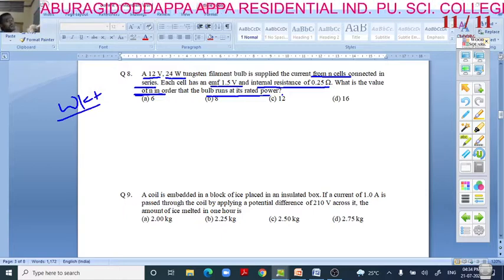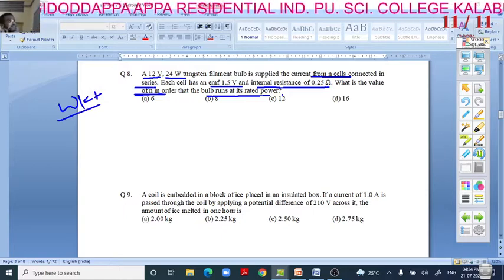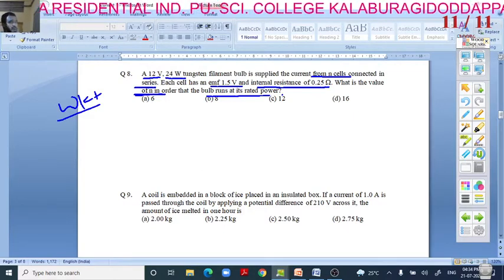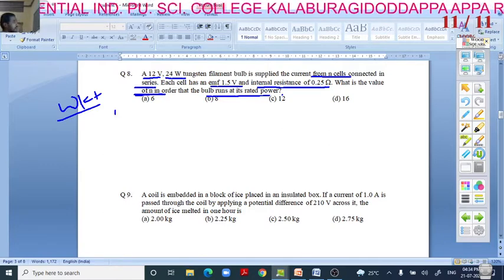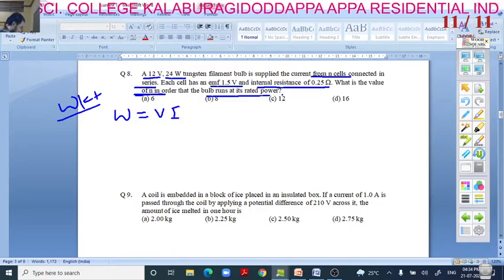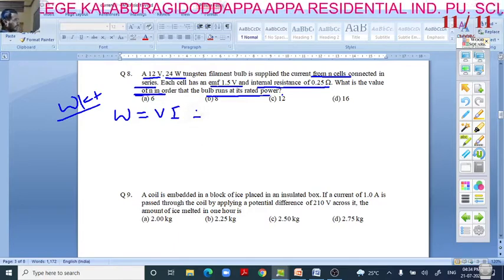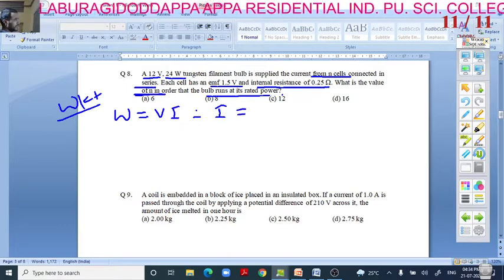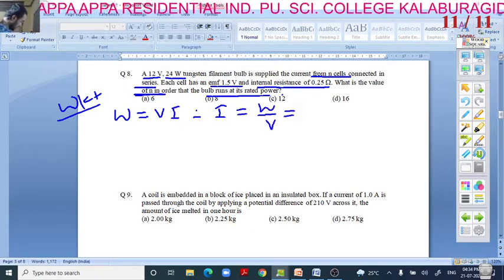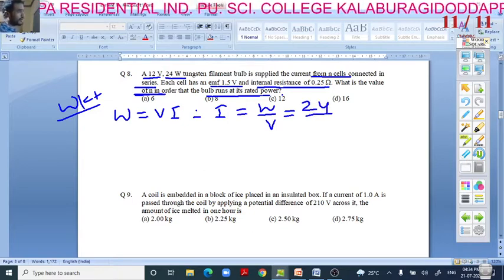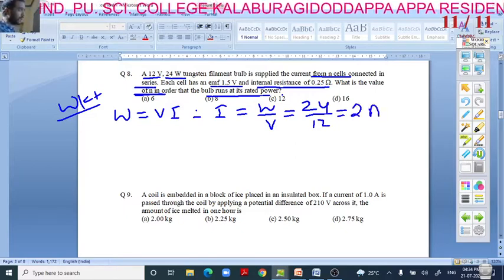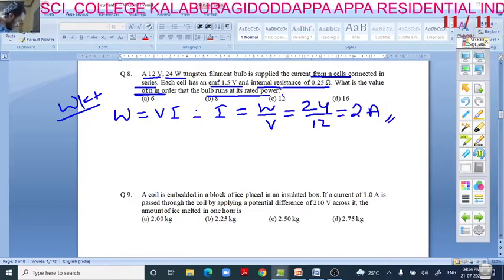We know that 12 volt and 24 watt he has given, and each cell having 1.5 volt and internal resistance 0.25 he has given. So we know that W watt is equal to V into I. Therefore I is equal to W divided by V, that is equal to 24 divided by 12. So that is equal to, I can write, 2 ampere. Current we got here.